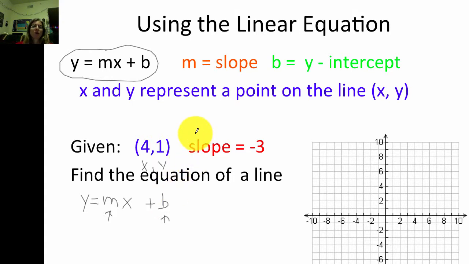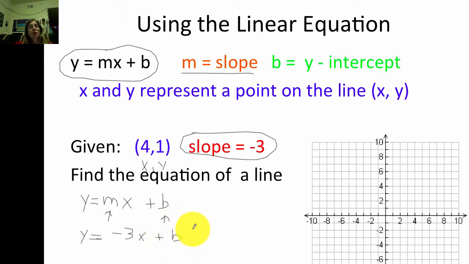Okay. What do we know? We're given a slope. Well, that's a big help because slope is m. Okay, that's nice and easy. So let's plug that in. We have y equals slope -3 x plus b. Well, darn it. We have not quite an equation yet. We still have to find a value for b. Well, we can do that because we're given this 4 and this 1.